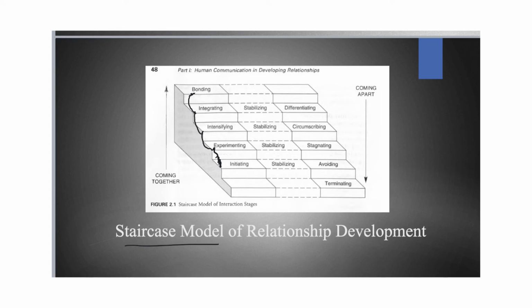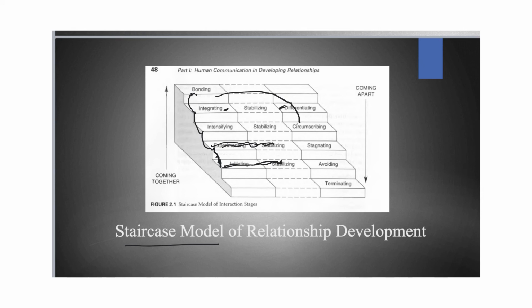And then over time, you can stabilize, so you can move up and down. But then you can also just stabilize as initiating. You can stabilize and just stay experimenting and so forth. The opposite of relationship development, starting from bonding, is differentiating. So here, with integrating, you are finding commonality. Differentiating, now you're looking for differences.